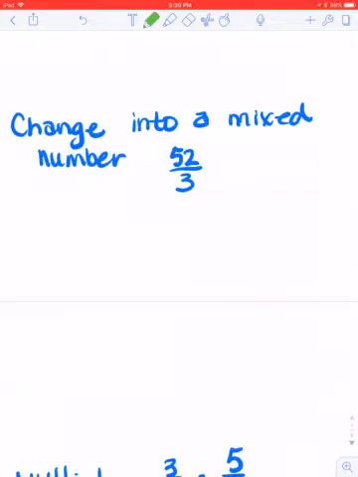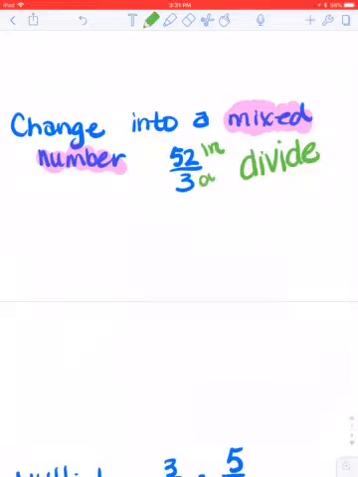Okay, on the second one, this is kind of the reverse. They want me to change it to a mixed number, and I can already tell by the way that it's written right here that the top number is bigger than the bottom, so it's already improper. To finish this one, I'm going to have to divide it out. Now remember, this is going to be your inside number, and that's going to be your outside number. So 52 goes on the inside, and 3 goes on the outside. If I were to set this up, if I took 52 and divided it by 3, I would get a decimal.